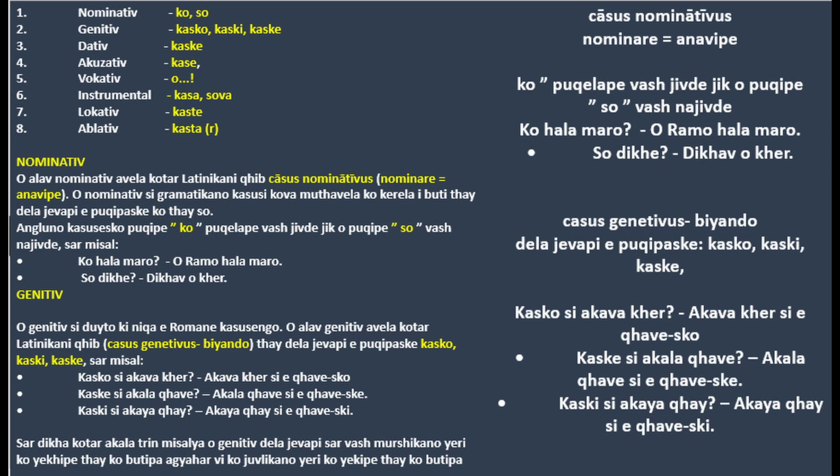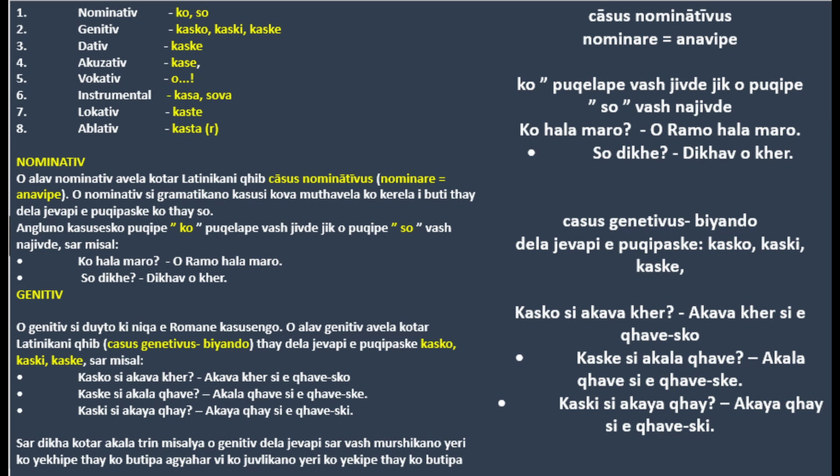Genitive. The genitive is the second case in Romani language. The word genitive derives from the Latin language, casus genitivus, acquired at birth, and responds to the questions whose, to whom, Romani kasko, kaski, kask, for example. Kasko si akava kher. Akava kher ce kuhave esko. Whose house is this? This is the boy's house.